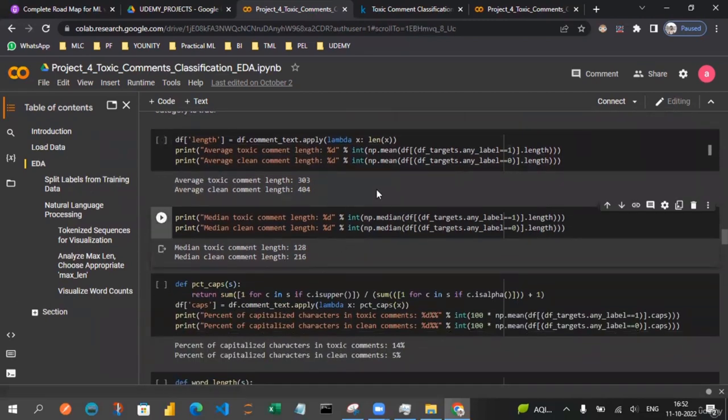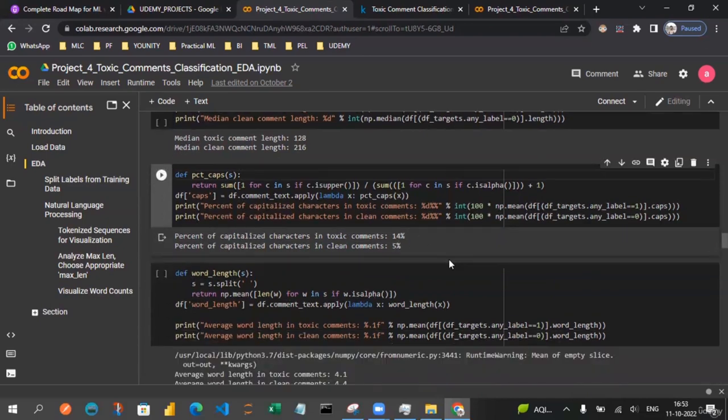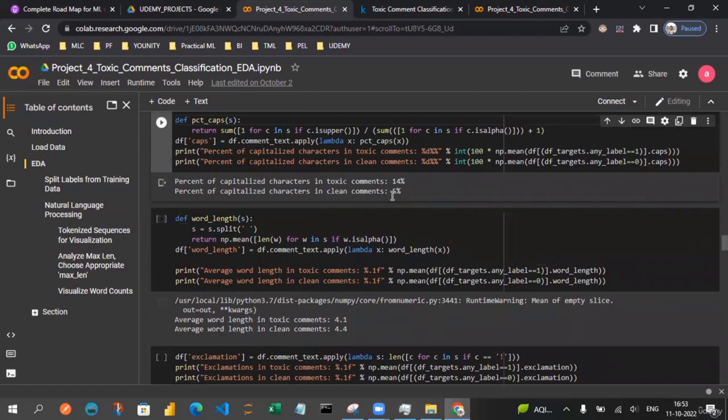And along with the toxic comment, the label 1, the median value. And also we are going to extract a couple of percentile values. So the percent of capitalized characters in toxic comments. Okay, so just taking the mean value and correspondingly calculating the percentage. So 14% of the characters are capitalized, and the clean capitalized is also 5%.